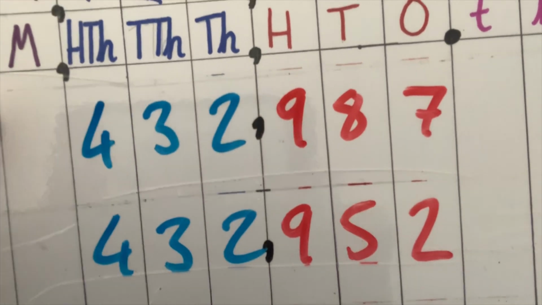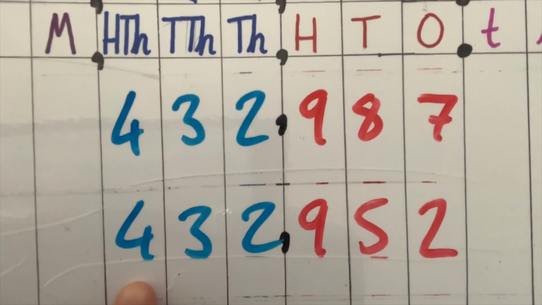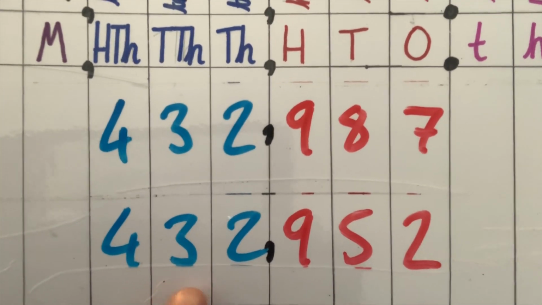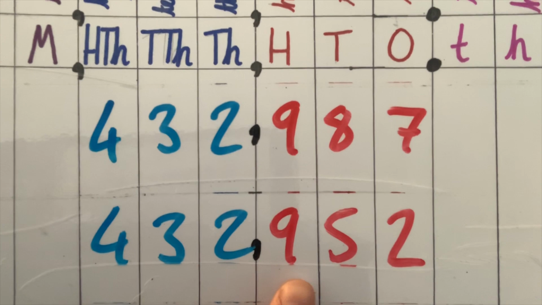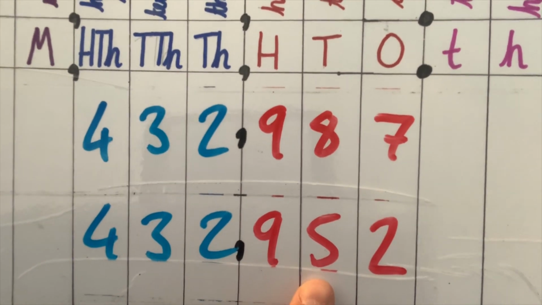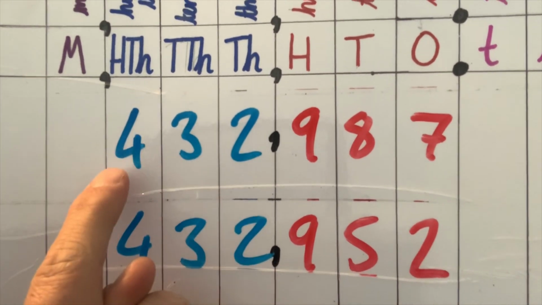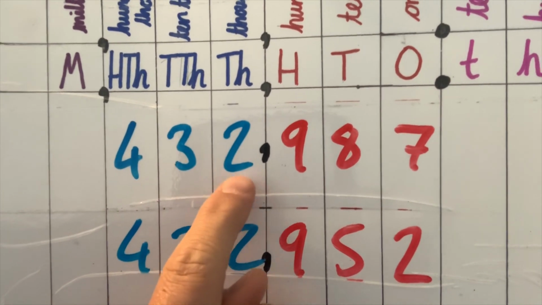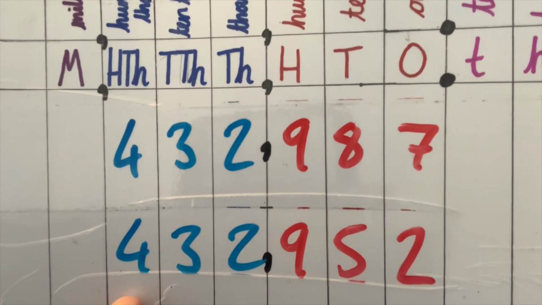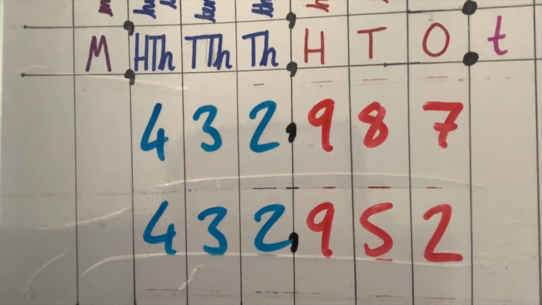Hopefully you spotted that the top number is the largest number. If we go through our steps, starting with the column furthest to the left, they both have a 4. We keep going across until we find a column where the numbers are different. And in this case, it's in the tens column. The top number has an 8 in the tens column, whereas the bottom number has a 5. Therefore, 4,320,987 is the largest number, whereas 4,320,952 is the smallest number.